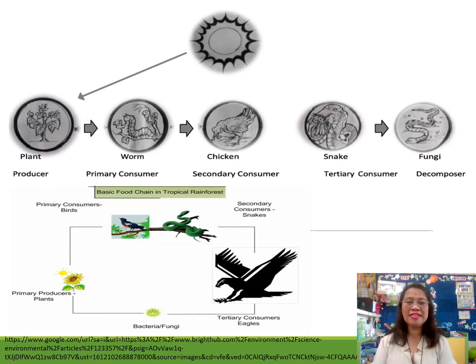We have the plant eaten by the worm. By the way, the plant gets its energy from the sun. So the main supplier of energy is the sun. The plant gets energy from the sun in order to manufacture food. Para siya maka-manufacture ng iyang kaugalingong food. Then the plant is eaten by the worm. The worm is the first order consumer or the primary consumer.